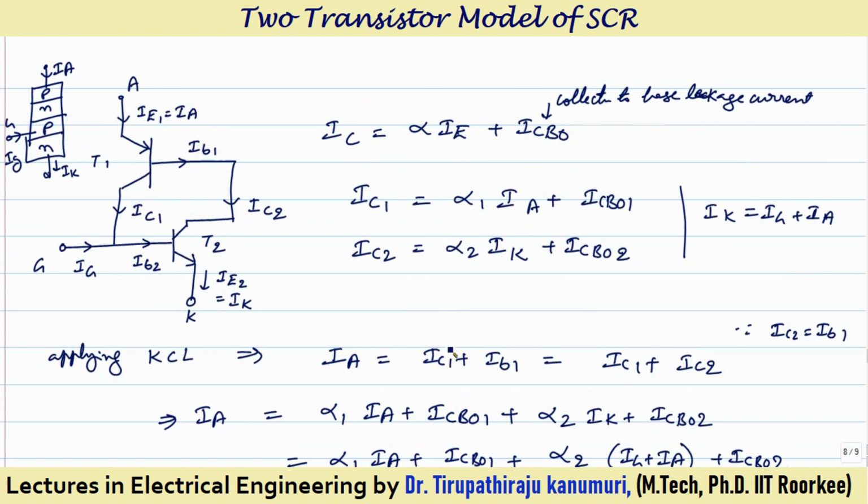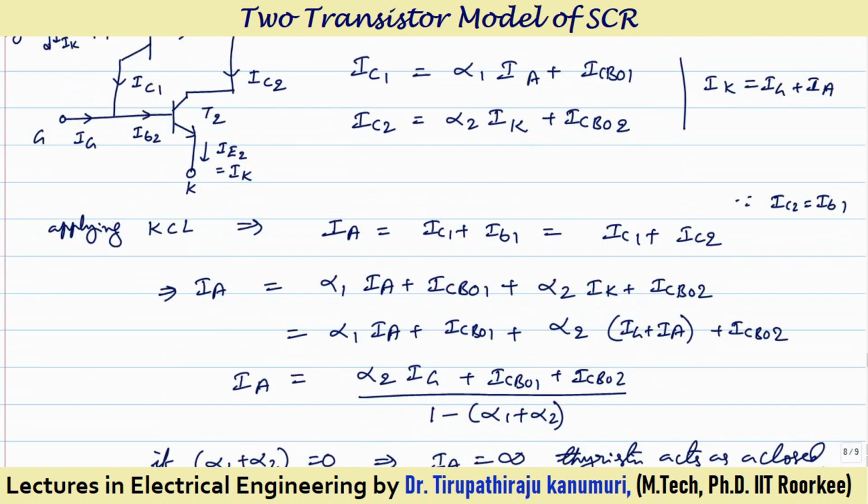So same thing I have written here: IC1 plus IB1. What is IB1? This IB1 is nothing but equal to IC2. So we can write this as IC1 plus IC2, or we can tell the value of IA will be equal to alpha 1 times IA, because IC1 from this formula I am substituting here, alpha 1 times IA plus ICBO1 plus alpha 2 times IK plus ICBO2.